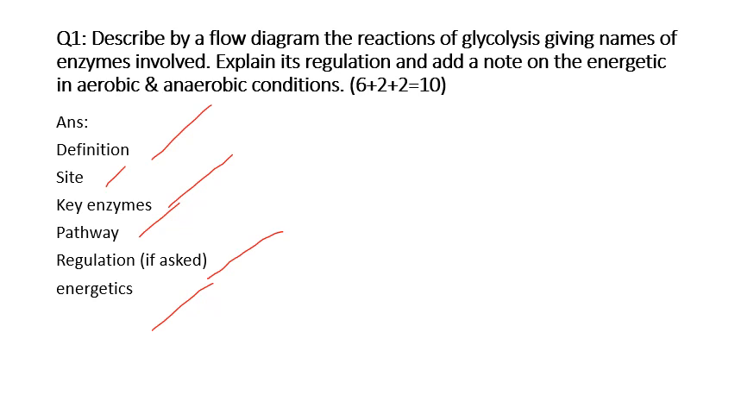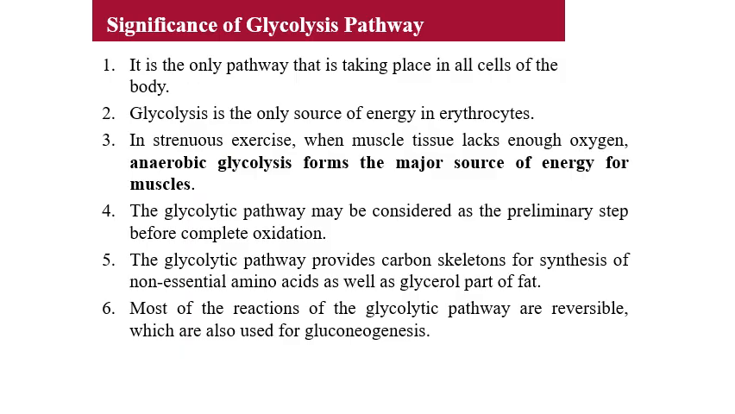And regarding the site, where does it occur? It occurs in almost all the cells and it occurs inside the cytoplasm. And you can have the significance of glycolytic pathway. Specifically, you can write that. So, what are the significance? It is the only pathway that is taking place in almost all the cells in our body, and it occurs mainly in the cytoplasm. And remember, it is the only source of energy in RBC. And in vigorous exercises, when the muscle tissue lacks oxygen, that is during anaerobic condition, anaerobic glycolysis forms a major source of energy for the muscles.